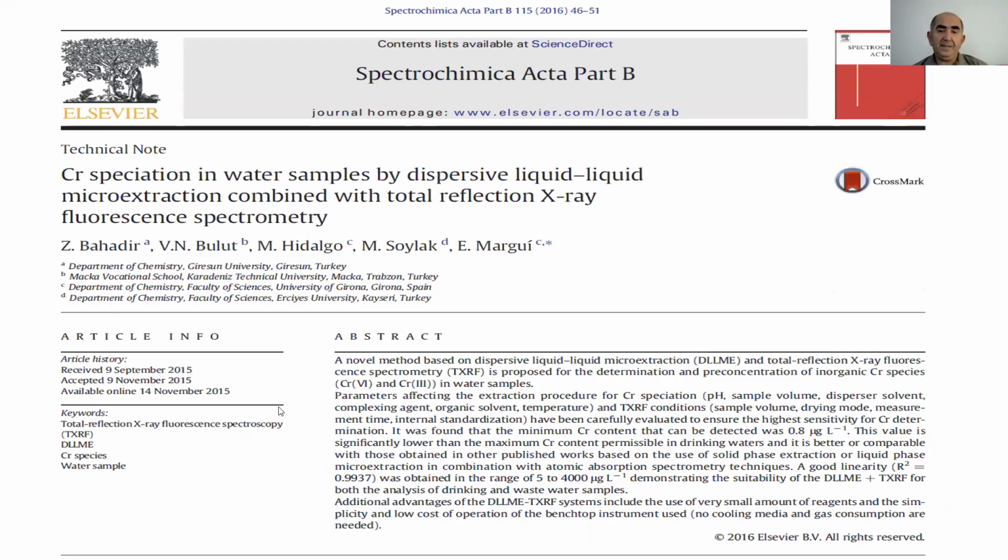But I can give an example about these kinds of works: chromium speciation in water samples by dispersive liquid-liquid microextraction combined with total reflection X-ray fluorescence spectroscopy. We used carbon tetrachloride and chloroform as extractant solvents in this work, and we could get quantitative results for the speciation of chromium.